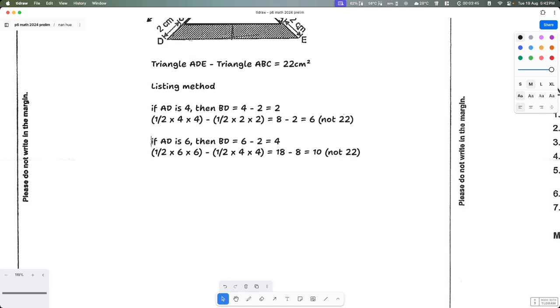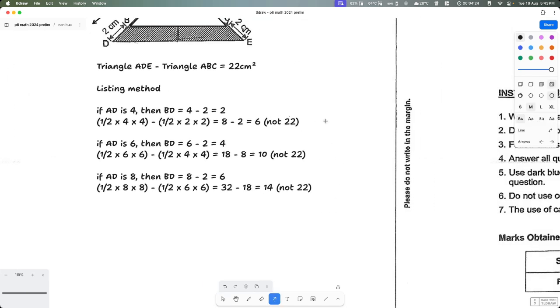Okay, then we do again, right? So over here, we'll just say if AD is 8, then BD is 8 minus 2, which is 6. So we have half times 6, and then you have times 8 times 8. So 8 times 8 is 64, divided by 2 is 32. Then this is minus 18. So this is 14.